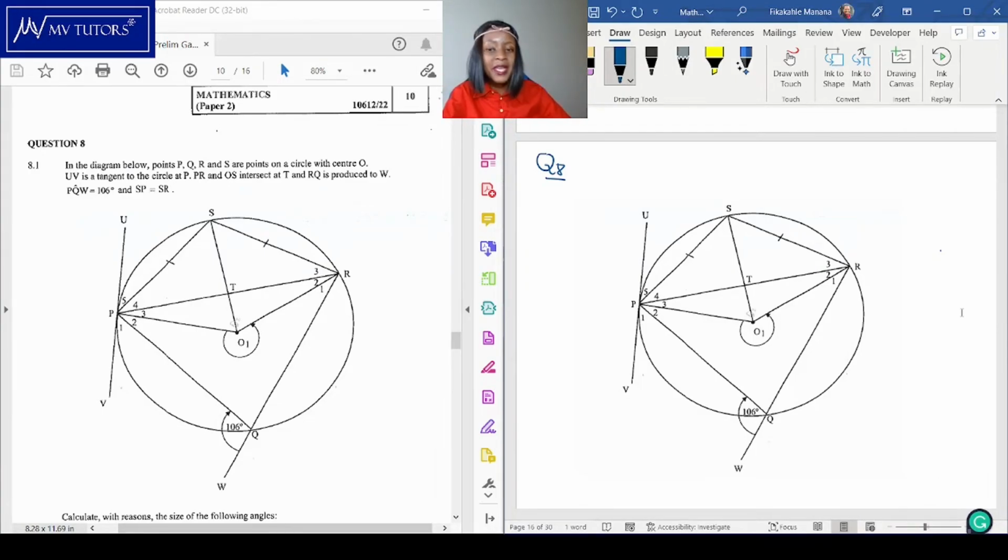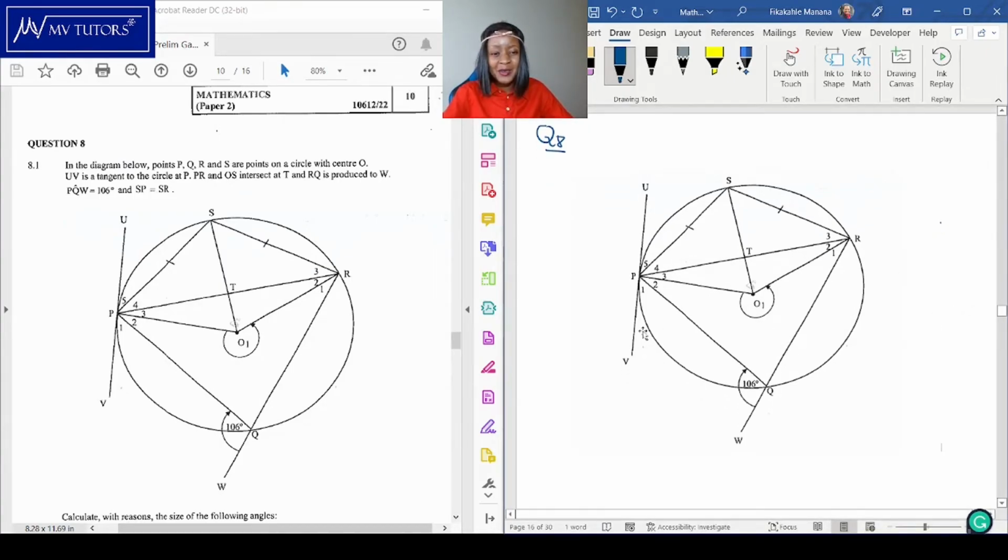Okay, PR and OS intersect at T, and RQ is produced to W. So PQW, so the angle at Q is 106, and SP is equal to SR. When I hear that, I think isosceles triangles, equal lengths, equal angles. So when I get this kind of information already, I'm thinking tan chord theorem.